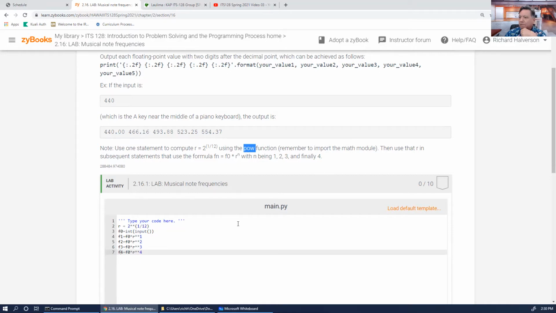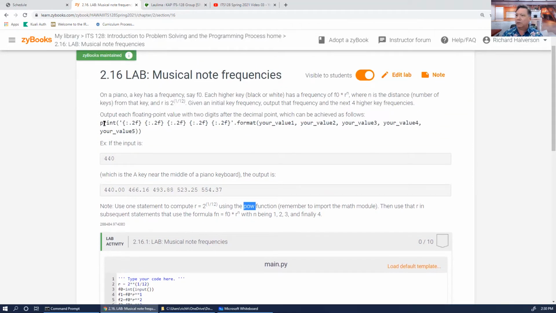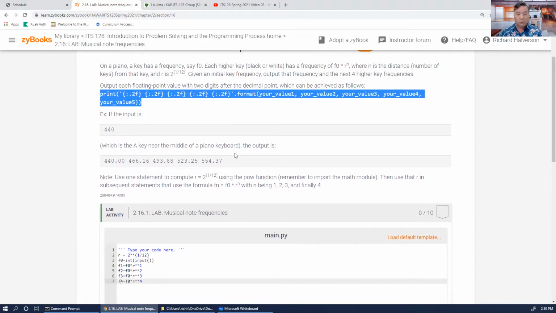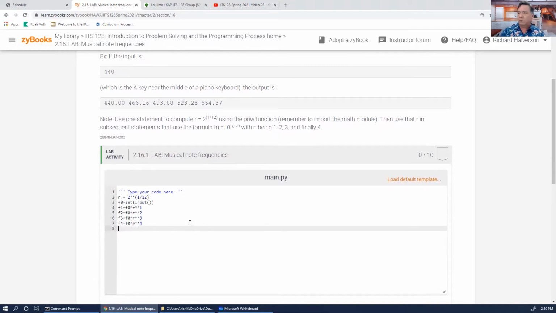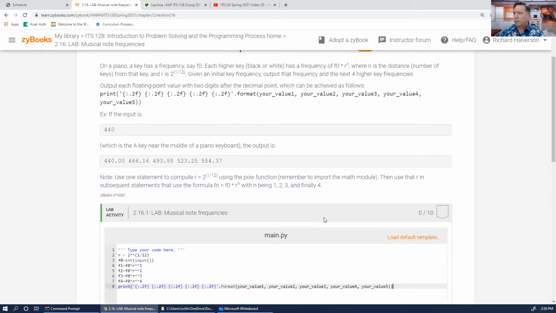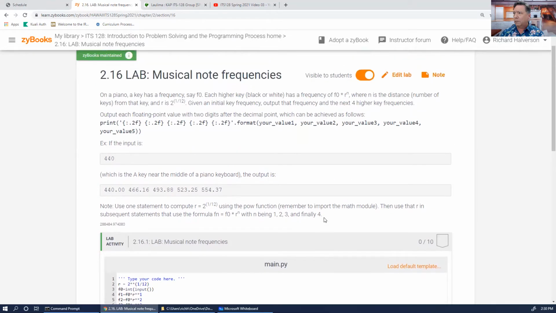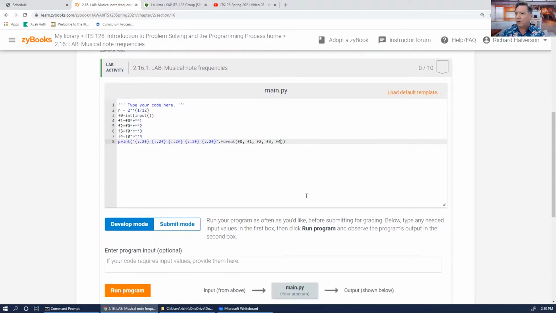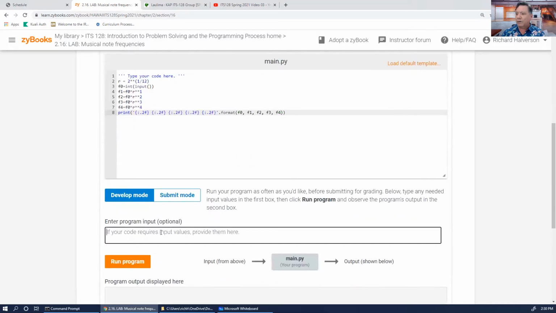I think I can use this. And then I'm going to throw this out there. Oh, I got to compute. I think this is supposed to be F0, F1, F2, F3, F4. That's what I think. And so what happens if I put 440 here?